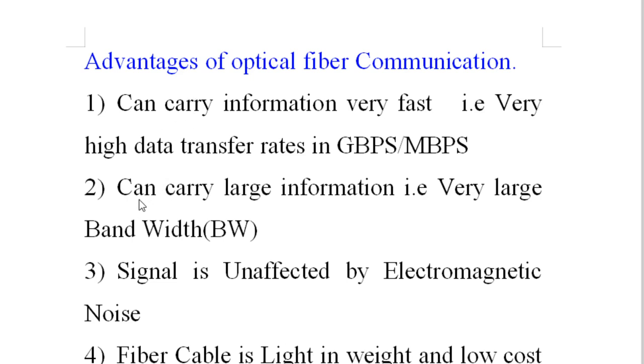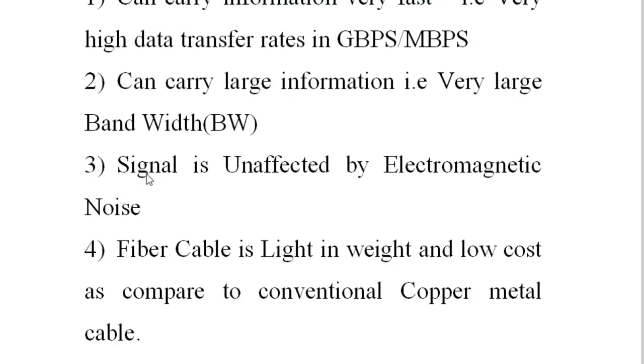Now, second advantage, fiber optic communication can carry large information. Large information means what? Bandwidth is very high, very large bandwidth. And this credit goes to the wavelength of light, which is in nanometer, used in fiber optic communication. So this is the advantage, a very large bandwidth. Then number third, signal is unaffected by electromagnetic noise, because signal is carried in the form of light signal, and light signal is unaffected by the electromagnetic noise.